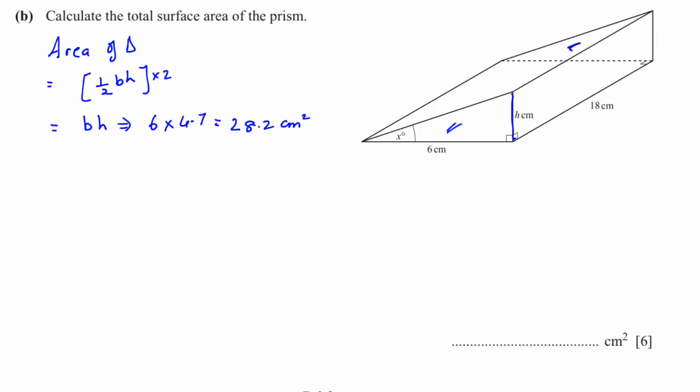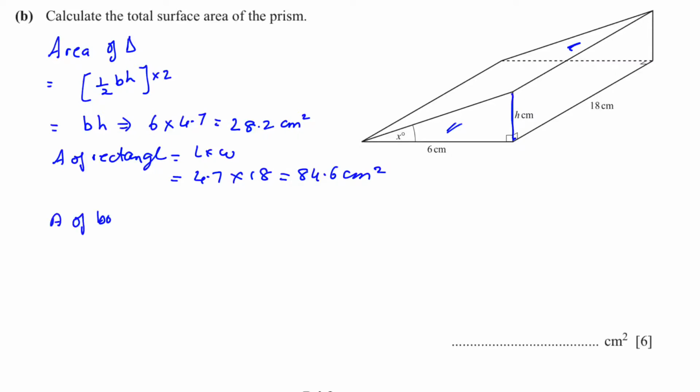Now to find this rectangle, area of rectangle will be length times width, and we have 4.7 times 18, which is 84.6 square centimeter. Now we'll find the bottom one. The area of the bottom rectangle is going to be 6 times 18, which is 108 square centimeter.